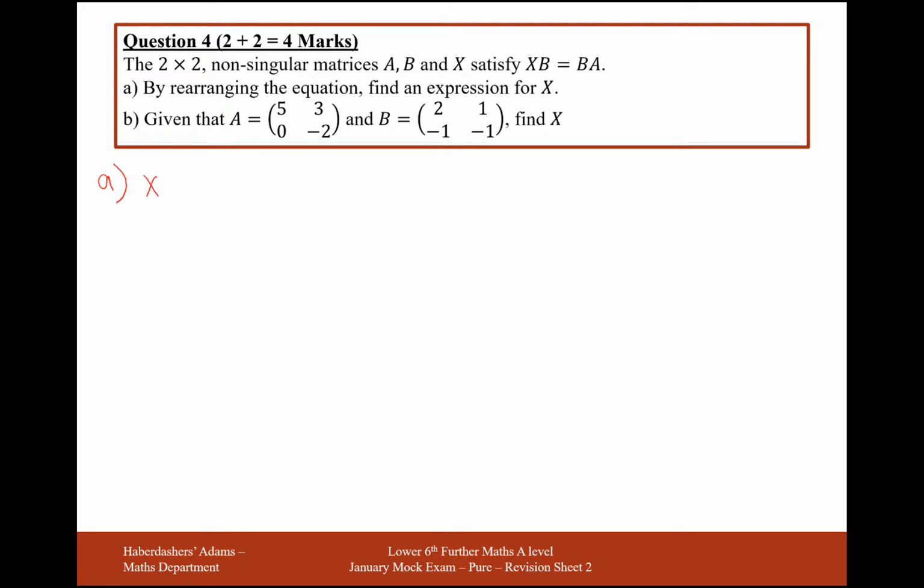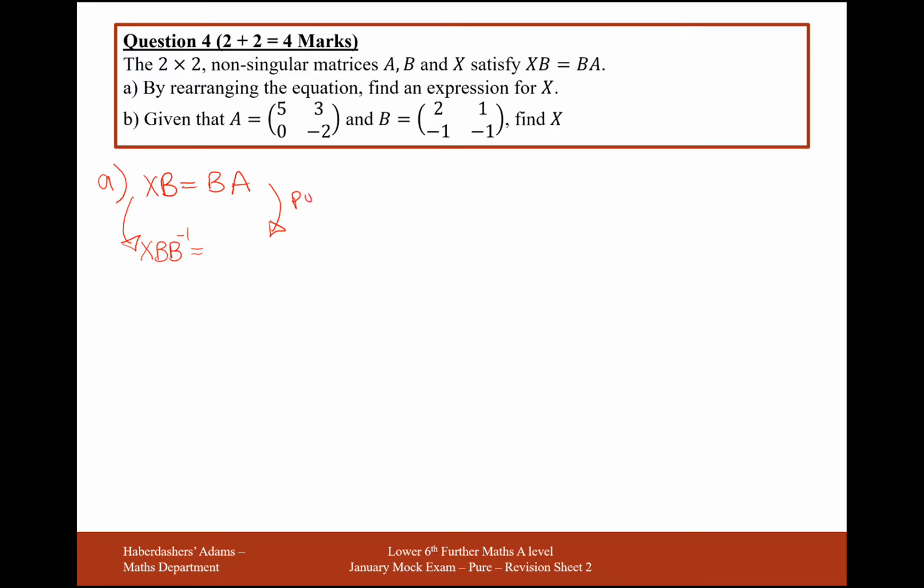Okay, so if we have XB equals BA, then what we effectively want to do, to leave X on its own, is divide by B. But here with matrices, we can't just divide by B. What we have to do instead is multiply by inverses. So what I want is X times B inverse, so that the B times the B inverse will cancel out.